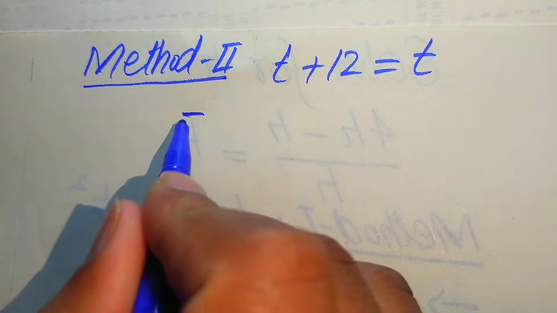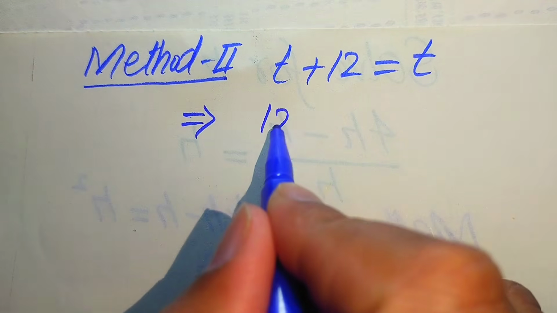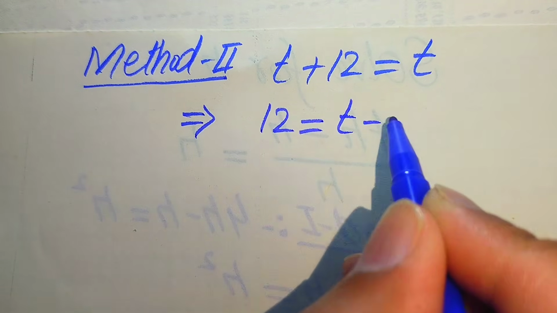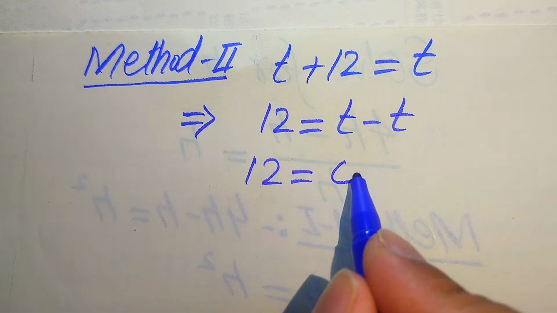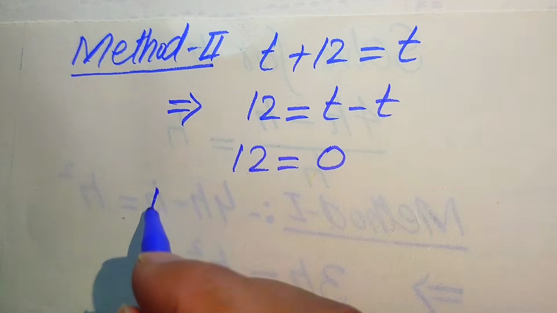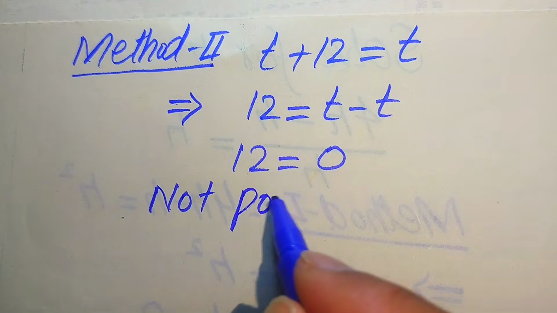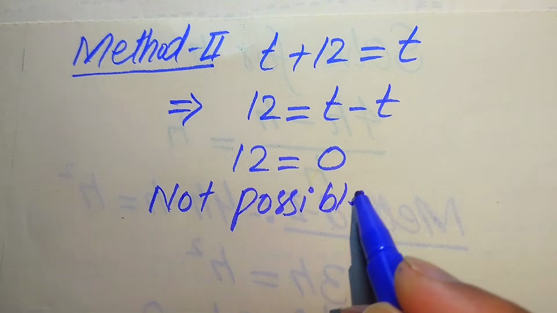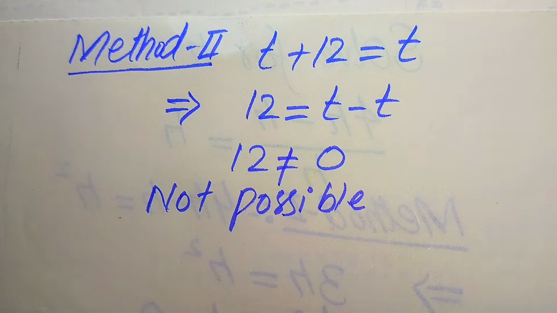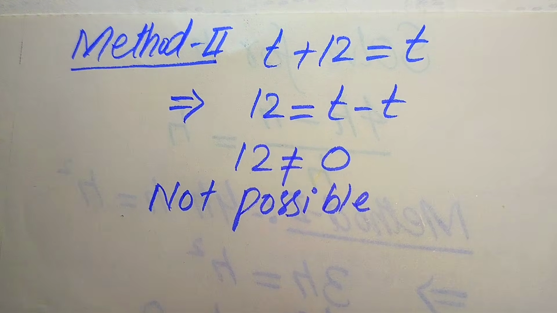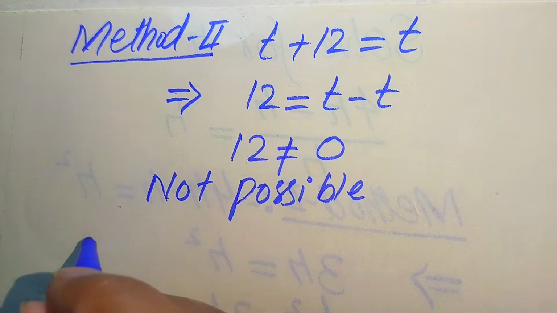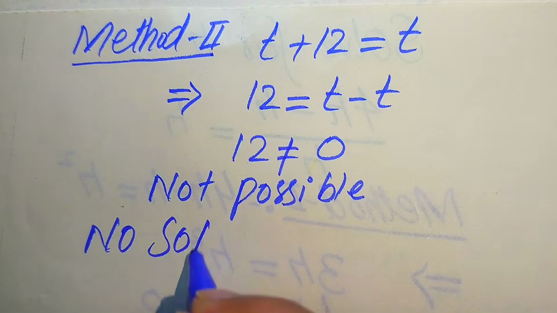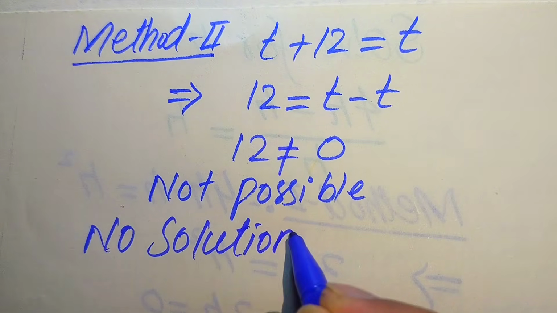So here we move the value t from the left hand side to the right hand side, and it becomes 12 is equal to t minus t, and we obtain 12 is equal to t minus t, which becomes 0. So here we just say that it is not a possible case, 12 is equal to 0, because both of the values are not equal. So in the second method, you see here we cannot get any value of t which satisfies our given question statement. So here we finally conclude that this question has no solution in general.